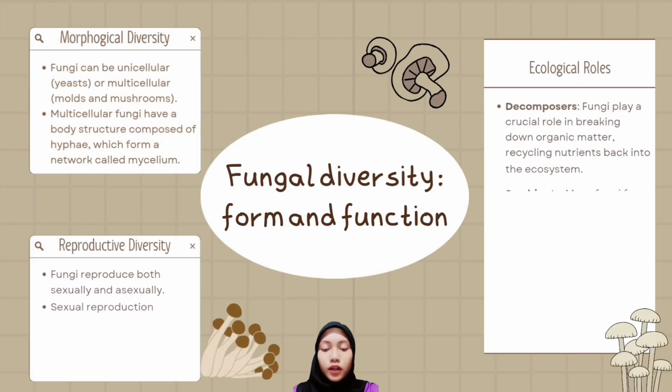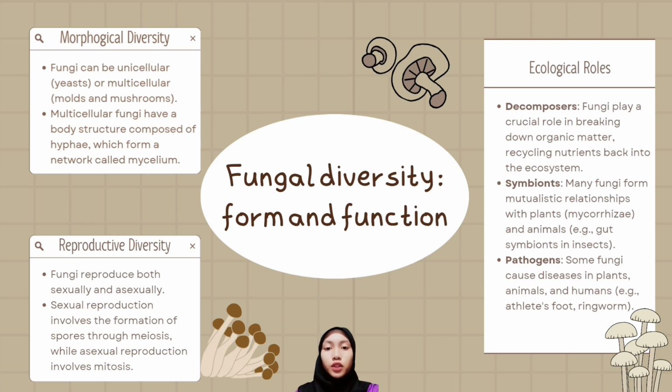So we are going to look at the fungal diversity, form, and function. The first one is morphological diversity. A fungus can be unicellular or multicellular. The multicellular fungi are made of hyphae and form a mycelium. Next is reproductive diversity. A fungus can reproduce both asexually and sexually. Sexual reproduction involves the formation of spores through meiosis, while asexual reproduction involves spore formation through mitosis. And the last one is ecological roles. A fungus can act as a decomposer, symbiont, and pathogen.